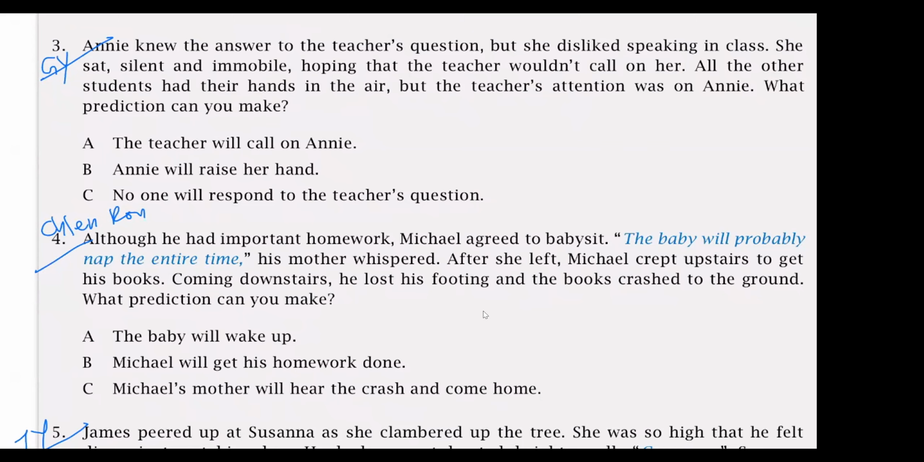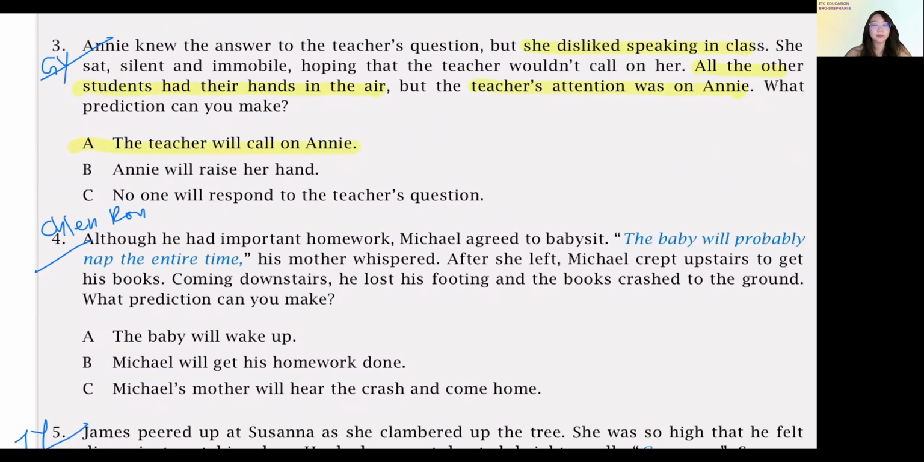The teacher will call on Annie. Yes. Okay. Keywords. Why? Because she dislikes speaking in class. Annie will not speak in class, so definitely she will not raise her hand. Okay. Next one. All other students had their hands in the air. Teacher's attention was on Annie. Okay, so definitely the teacher will call on Annie. Very good.